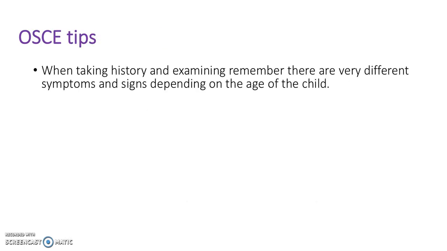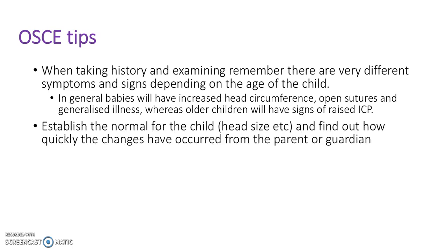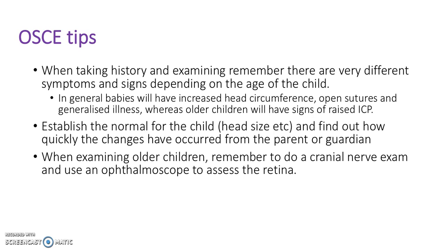So some tips for your OSCE. Remember that the age of the child is really important, and the symptoms and signs are very different dependent on age. So, as we said, babies will have the increased head circumference, open sutures and generalised illness, and older children it will be more signs of raised ICP. So establish the normal for the child, so obviously talk to the parent about if that head size is particularly abnormal for them, and find out if it's rapid onset.